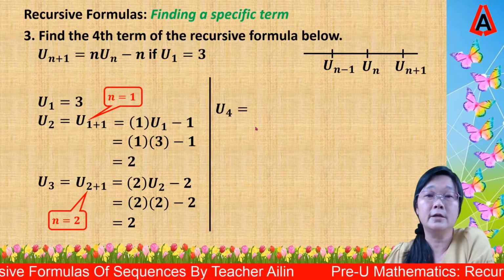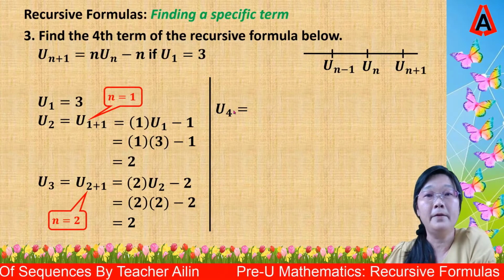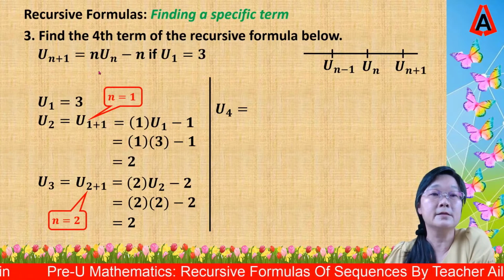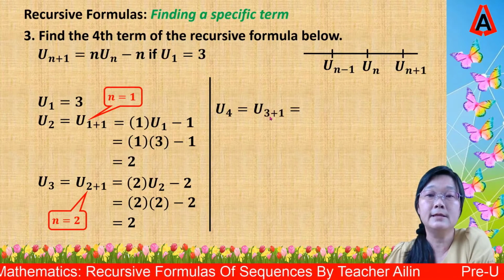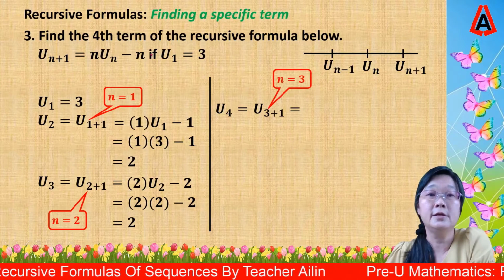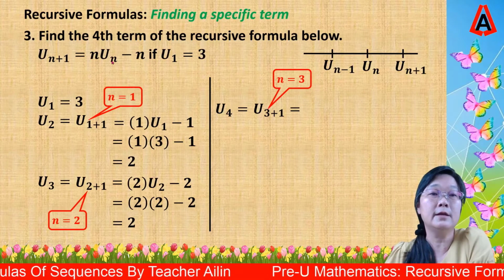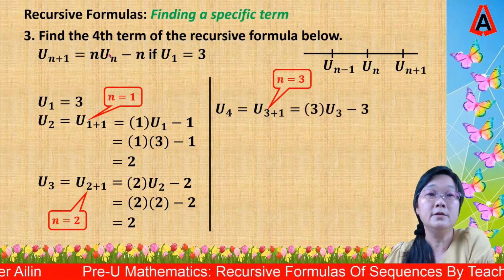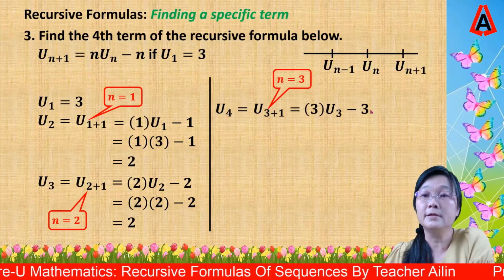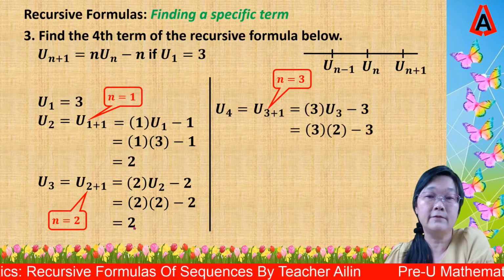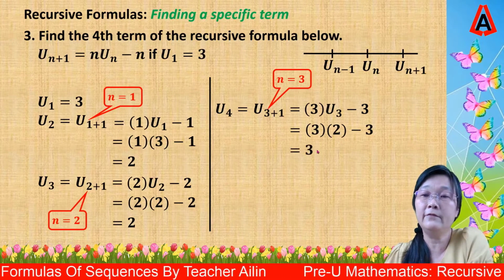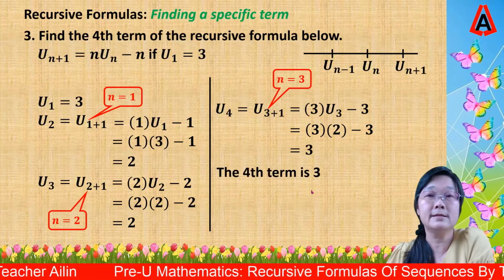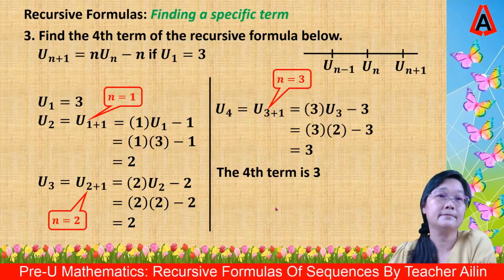Then only can you go to u4. When we compare with the recursive formula, u4, 4 is n plus 1. So in this case, n is equal to 3. When doing the calculation, you now have to substitute all the n with 3. So 3 u3 minus 3. u3, you can get from here. Then when you simplify, it is equal to 3. So therefore, the fourth term in this sequence is 3.